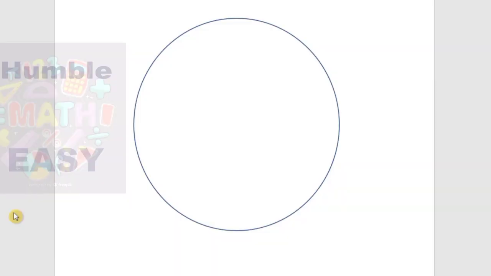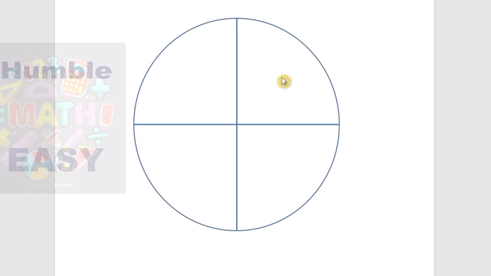Now, since we're talking about this circle, if we cut the circle into two parts, the first one is what you call a semicircle, and the other one is another semicircle. If each is cut again, we now have quarter circles. We have 4 quarter circles.